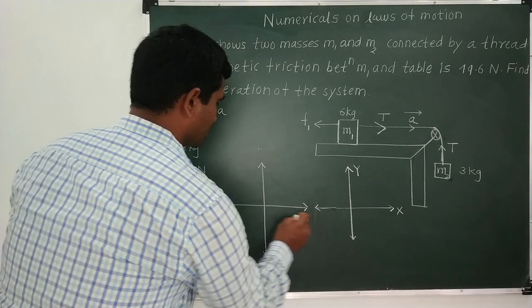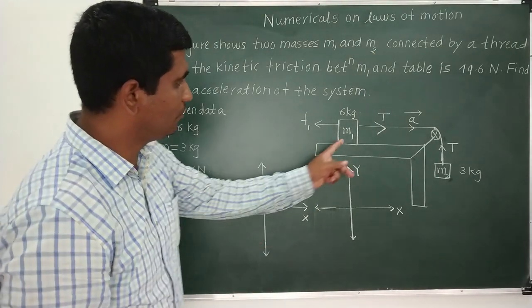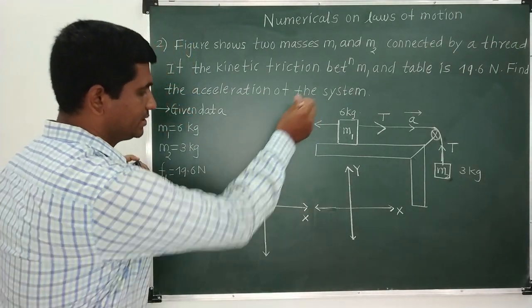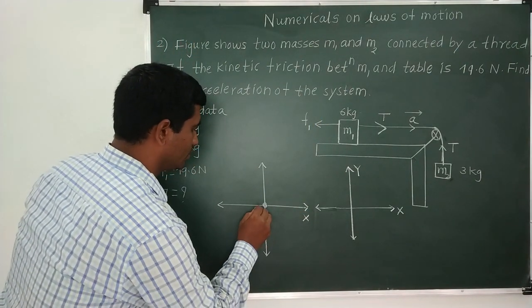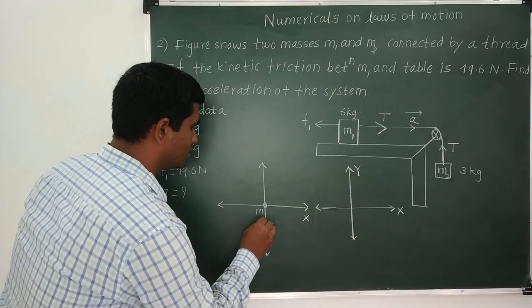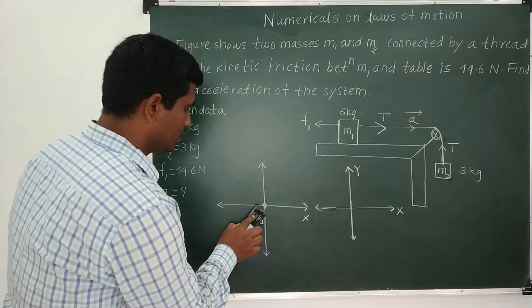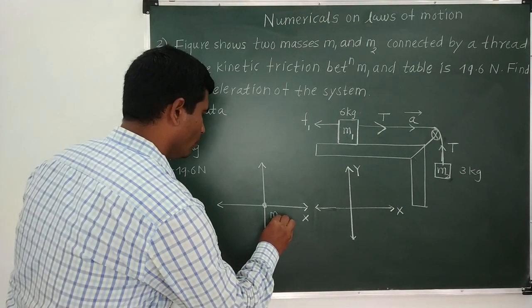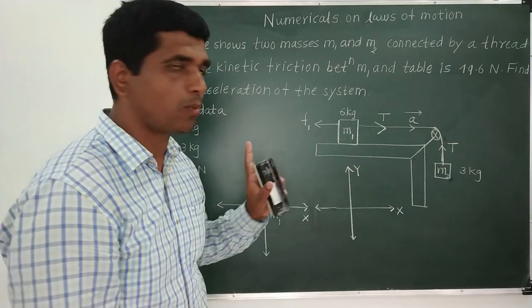So this is the x-axis. Now I'll draw the first case and try to find the free body diagram for the block M1, whose mass is 6 kg. Let us say that this is the origin of the frame where I have kept this block whose mass is M1. Now, the forces which are acting on this block M1.